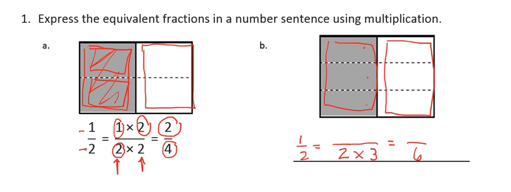And instead of having 1 piece that's shaded, we also tripled that amount. Now we have 3 pieces that are shaded. So we multiplied both the numerator and the denominator by 3 when we drew our lines across. And we ended up with 3/6 being equivalent to 1/2. Let's look at a couple more examples.